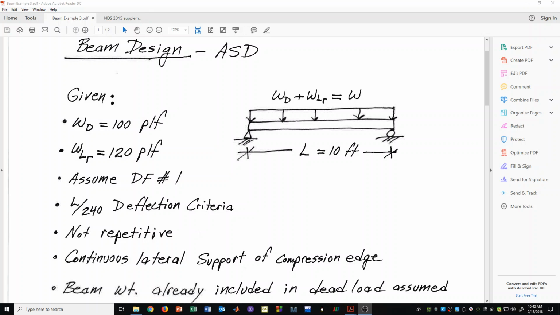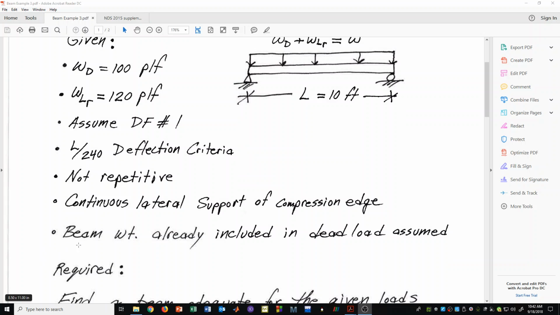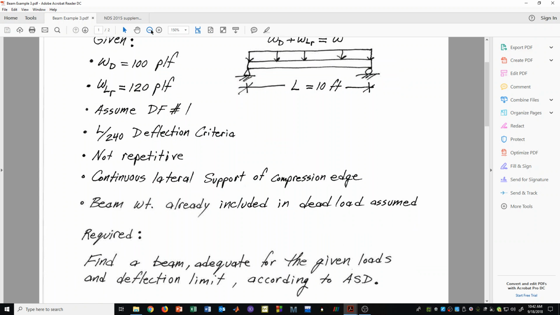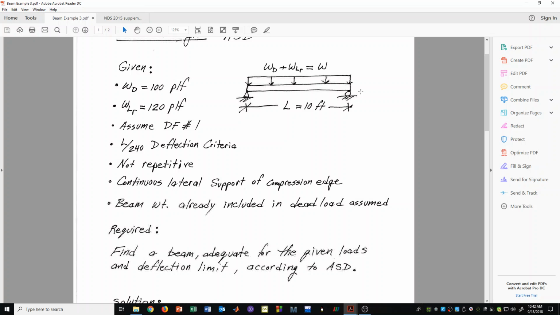We have also made the assumption that this is not a repetitive member and hence we will not be using the C sub R factor. We also have here that we are providing continuous lateral support of the compression edge of the beam. This is often done by plywood on a roof or a floor or by some other sort of flooring material. We also have that the beam weight is already included in the dead load, and we are making that assumption as well. Let's reduce the size a little bit here, and of course we want to keep in mind this figure and the span of 10 feet.